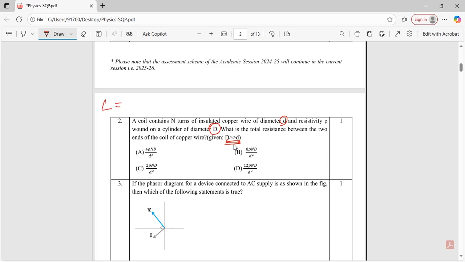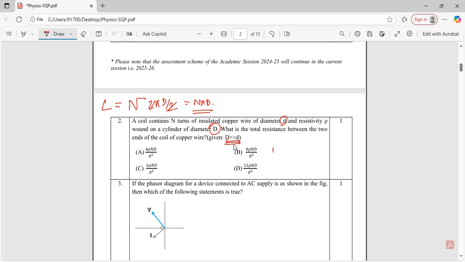The total length equals the number of turns n times the circumference. The circumference is 2 pi times the radius, and the radius is D by 2, so 2 pi D by 2, the 2 cancels, and we get n pi D. That's the length. First find the length and then put it into R.